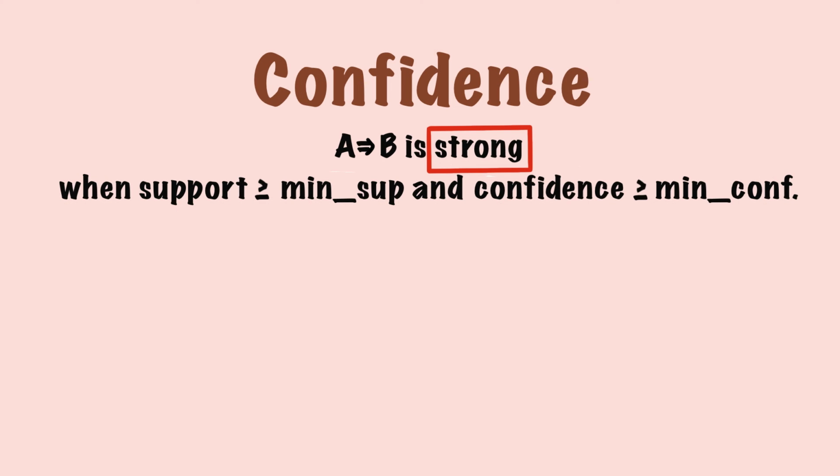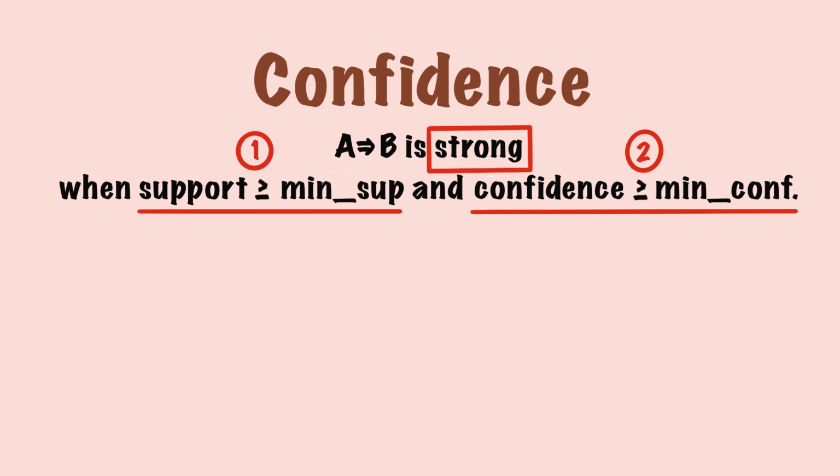Next, a rule is said to be strong when the support is larger than the minimum support threshold and the confidence is larger than the minimum confidence threshold. So, there are 2 conditions that need to be satisfied for an association rule to be strong. These thresholds are defined by the users and depend on the situation or convention.